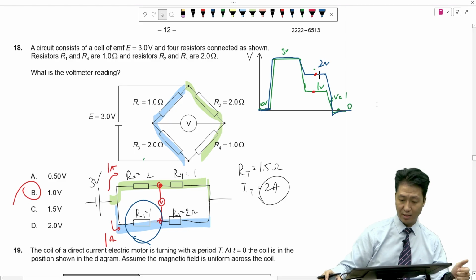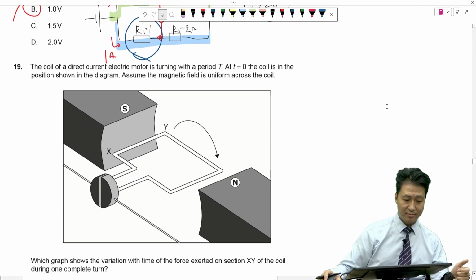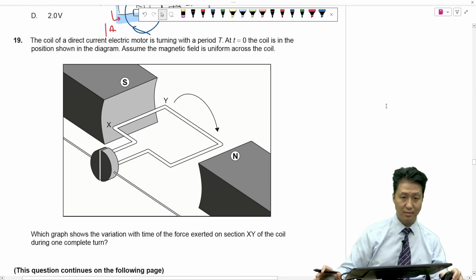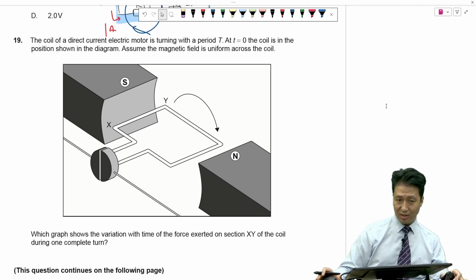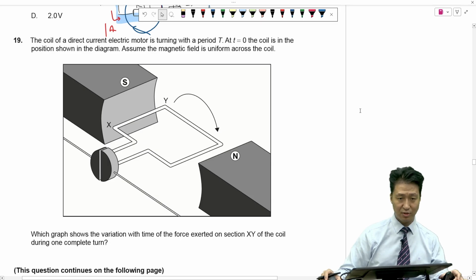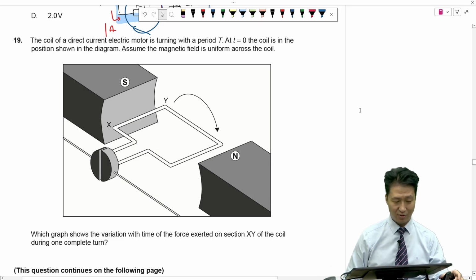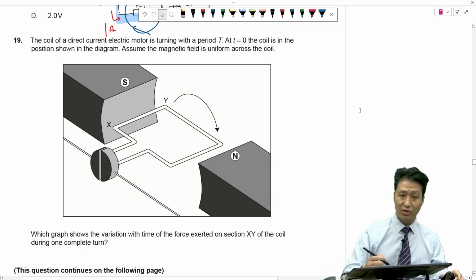Okay, let's go down to the next question. Okay, number 19 is a bit tricky because I've seen several people try to answer this question incorrectly while trying to get the solution.